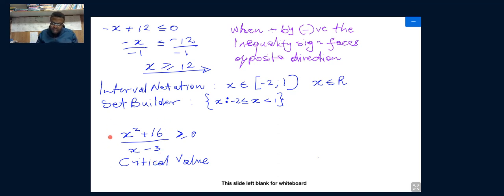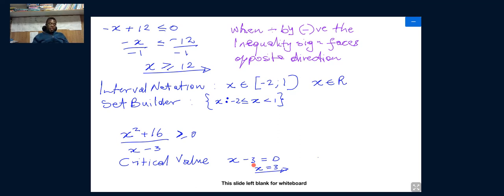What is it that can make this expression on the left hand side become undefined? It is when it is divided by 0. So how do you see a critical value? We have x minus 3 equal to 0. x is equal to 3. This is a critical value. If x is equal to 3, then the left hand side is no longer greater or equal to 0. It's no longer an inequality. The inequality property would have been violated.